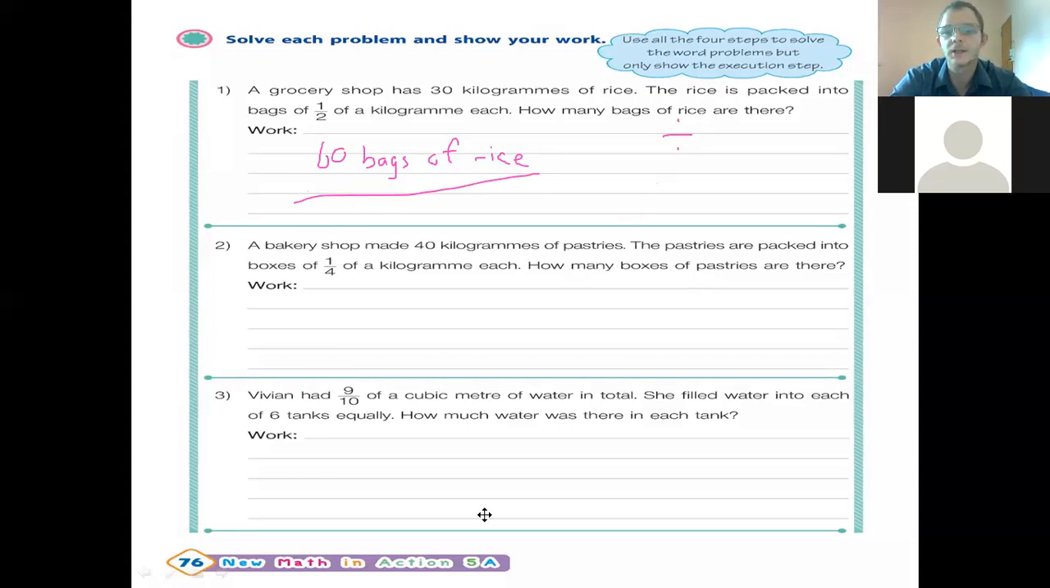If you didn't realize. A bakery shop made 40 kilograms of pastries. The pastries are packed into boxes of 1/4 of a kilogram each. How many boxes of pastries are there? 40 kilograms of pastries into 1/4 of a kilogram each. How many boxes of pastries are there? 160 boxes of pastries.